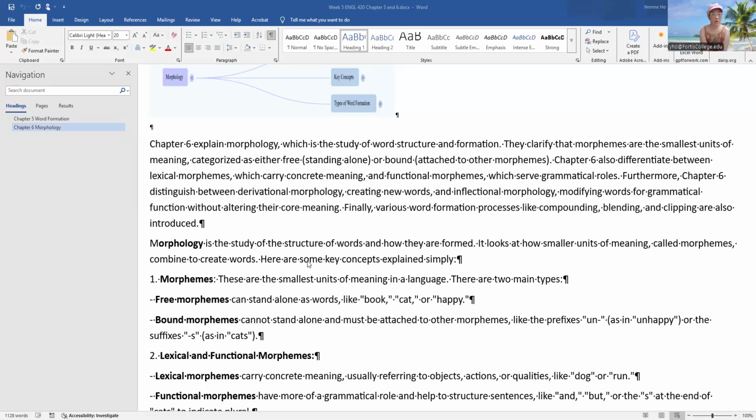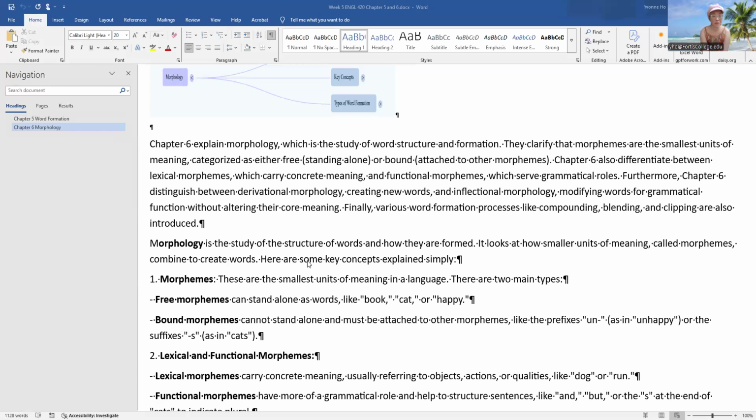Chapter 6 also differentiates between lexical morphemes, which carry concrete meaning, and functional morphemes, which serve grammatical roles. Furthermore, Chapter 6 distinguishes between derivational morphology, creating new words, and inflectional morphology, modifying words for grammatical function without altering their core meaning. Finally, various word formation processes like compounding, blending, and clipping are also introduced. Actually, it's not introduced, it's more like a continuation from Chapter 5, because we've already mentioned compounding, blending, and clipping in the previous chapter.